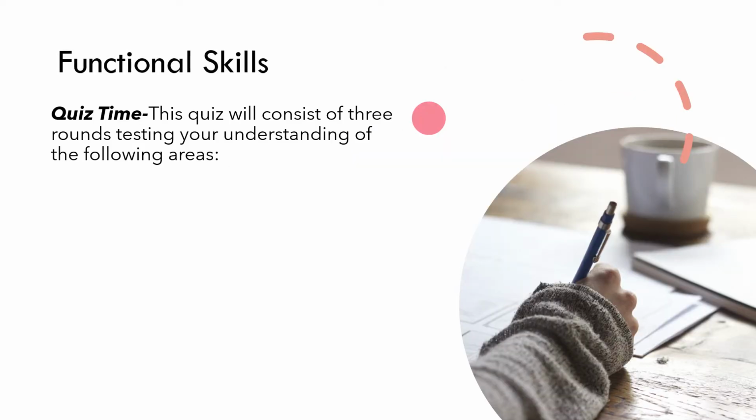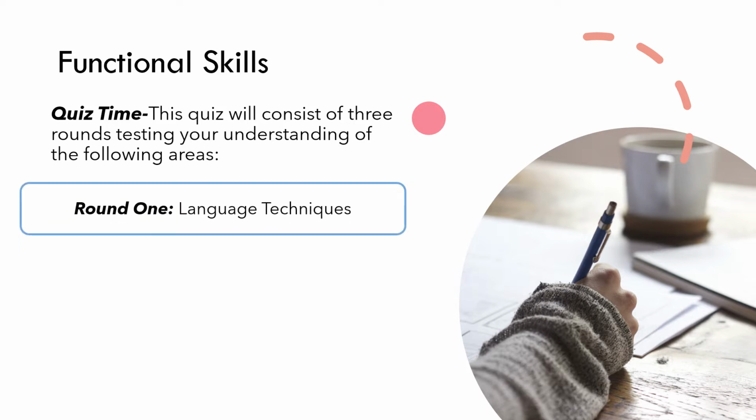So we're going to do a quick quiz, and the first thing we're going to do is have a look at the different rounds that we're going to have. So we're going to have 3 rounds in total, and they're going to consist of 3 different areas. So the first one, round 1, is going to test your understanding of language techniques. If you're not too sure what we mean by this, don't worry too much. This is just designed to help get an understanding of where you're currently at, your strengths and the things you might need to work on in the future.